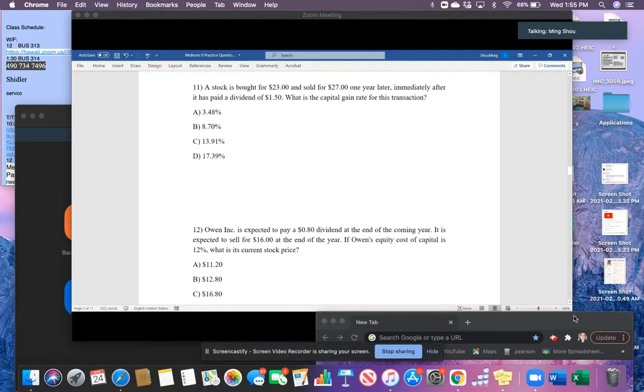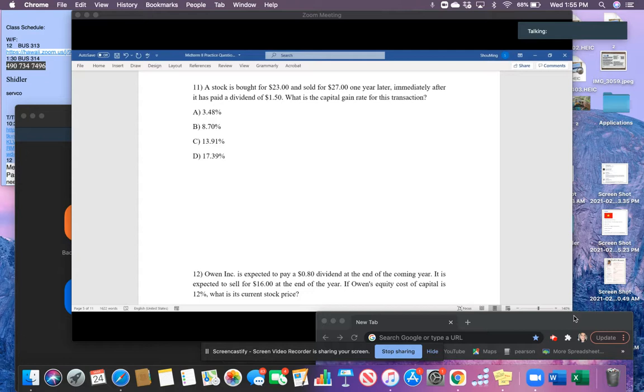Question 11. A stock is bought for $23 and sold for $27 a year later. Immediately after, it paid a dividend equal to $1.5. The question asks, what is the capital gain rate for this transaction?